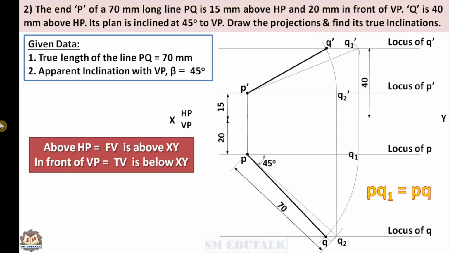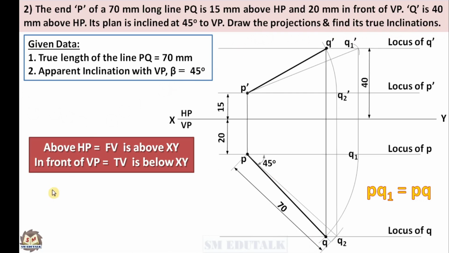To check the correctness of your drawing, draw a projector to join the points Q' and Q. If this projector is vertical, then what you draw is correct. Otherwise, it is wrong. Drawing has finished. Now, dimension the given data in the drawing such as true length equal to 70 mm, apparent inclination with VP beta equal to 45 degrees. If not done, you are also asked to find the true inclinations.